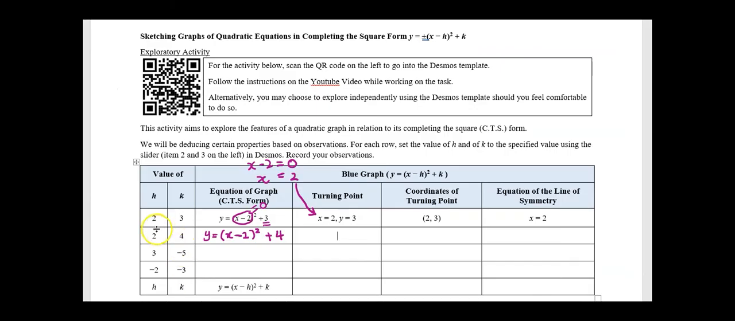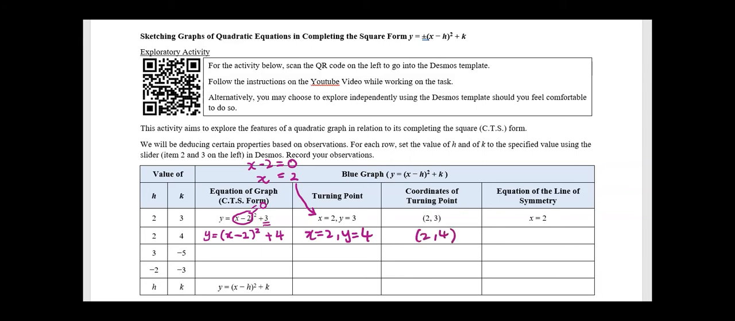So previously we had h equals 2, k equals 3, and then we get a turning point of x equals 2, y equals 3. Now we set h equals 2, k equals 4, and we have x equals 2 for our turning point, and y equals 4. So that seems quite consistent.